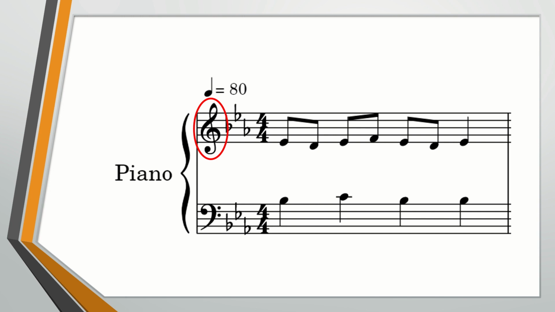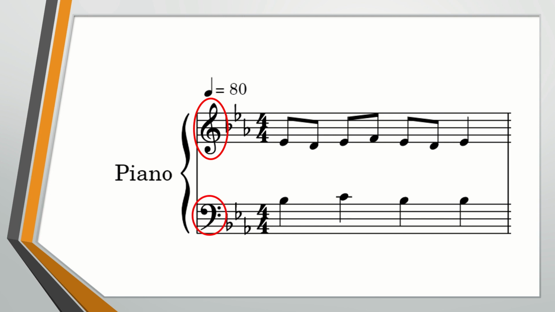A clef is a figure that shows in what position the notes are in. There are 2 main clefs used in music. The clef that is circled is the treble clef. The clef below it is the bass clef.